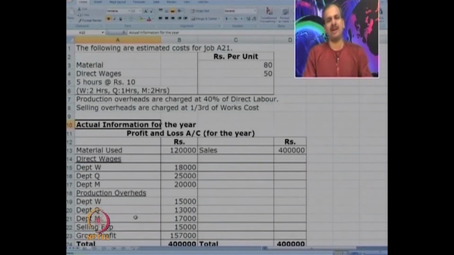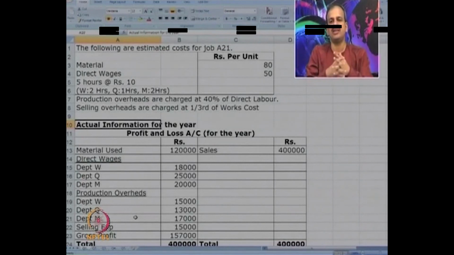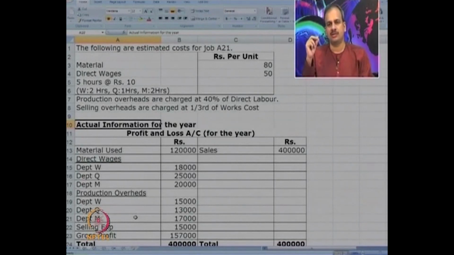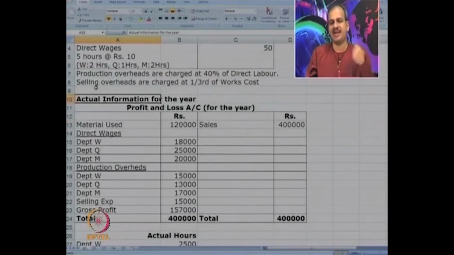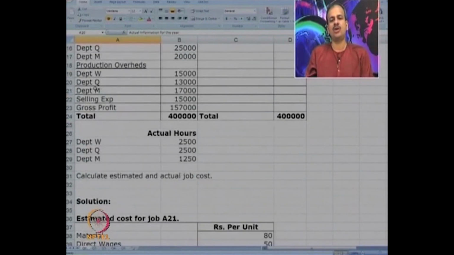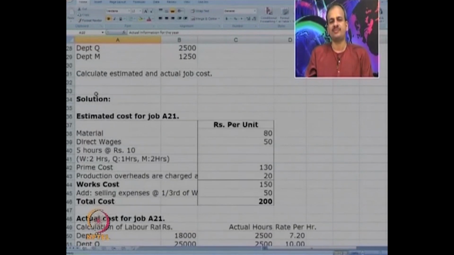Okay, so have a look at the data once again. How will you proceed? First, let us start with the calculation of estimated job cost. How to calculate it with this data? You can see that material and labor you can directly charge, and for overheads, using a particular method, we will make an estimate. So let us see how the cost sheet will look.